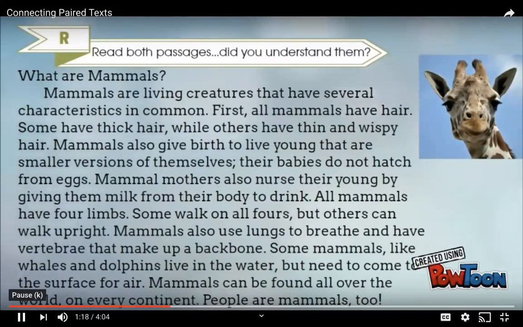All mammals have 4 limbs. Some walk on all fours, but others can walk upright. Mammals also use lungs to breathe and have vertebrae that make up a backbone. Some mammals, like whales and dolphins, live in the water, but need to come to the surface for air. Mammals can be found all over the world on every continent. People are mammals too.